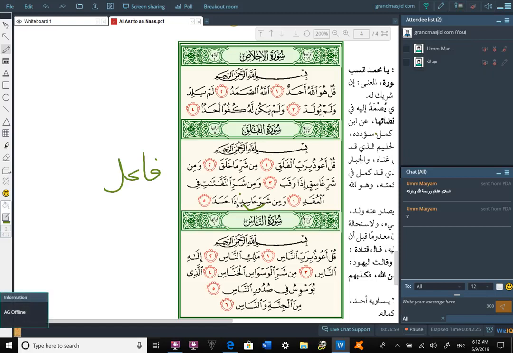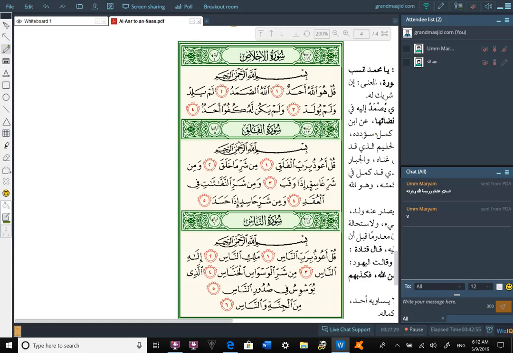Idha hasad, when he is jealous or envious. It's fil madi, mabni ala fatha, on this fatha there. Meaning when he is envious. The evil of the envious person, when he displays his envy. When he, not displays it, but when he is envious. Right? What is envy here?